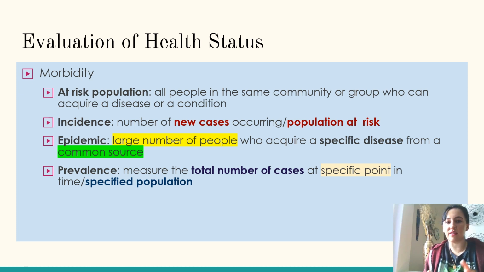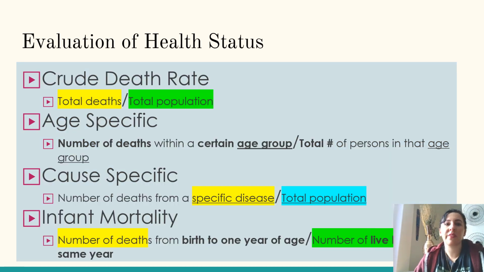So with prevalence, you want to find out the level, or how hard it really hit that community. You look at that specific point in time and all the cases, not just the new cases that are happening, all the cases that have happened in that specific point in time, divided by the population that you're focusing on.